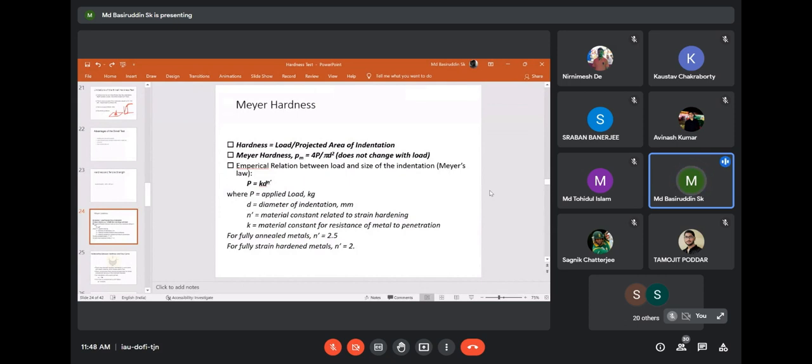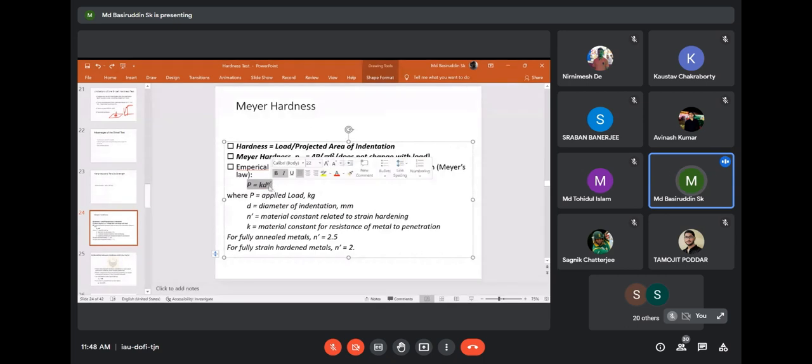So in that way, people developed different testing processes to counter certain problems of the previous testing methods. Here, Meyer has also additionally put some relations between P and small d, where small d means the diameter of the indentation. He then tries to make a correlation of how the small d varies with the capital D for different materials, like cold worked material or annealed material. This is also an empirical equation, and he put in some values for the exponent term, for annealed material and for strain hardened or cold worked material.